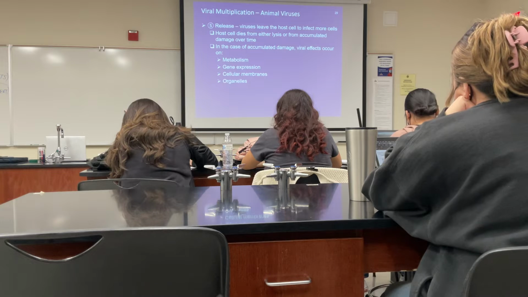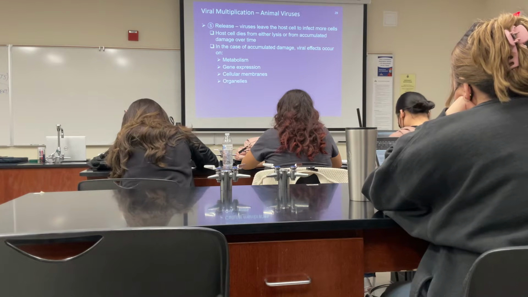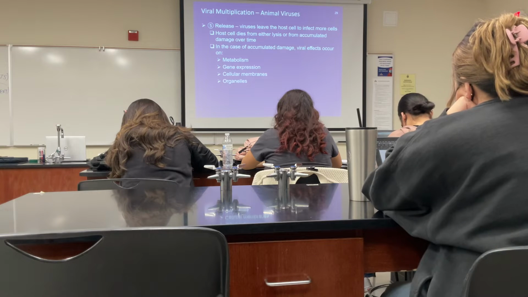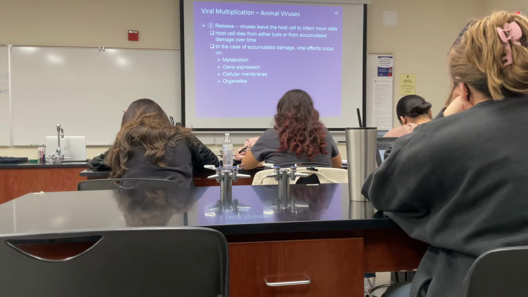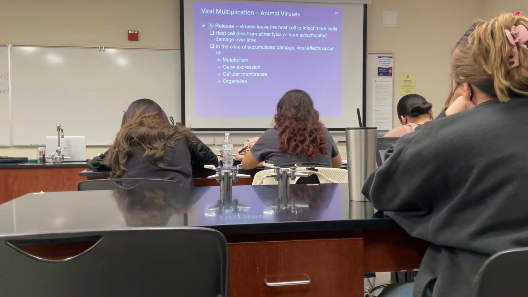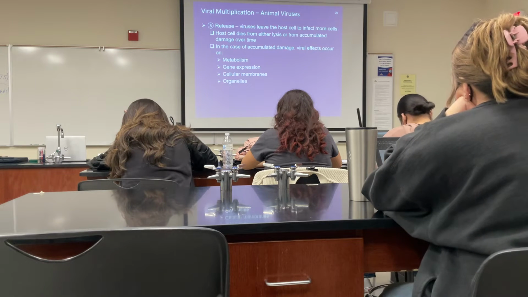Things that can be affected when we talk about accumulated damage: you can have effects on metabolism, where you just don't make enough ATP. Gene expression, where the normal proteins needed for the daily activities of the cell aren't being made. The cell membrane is running out because things are budding off, but there's no making of new membrane. And then organelles, like the endoplasmic reticulum and Golgi apparatus in eukaryotic cells, are also being deprived of their function.